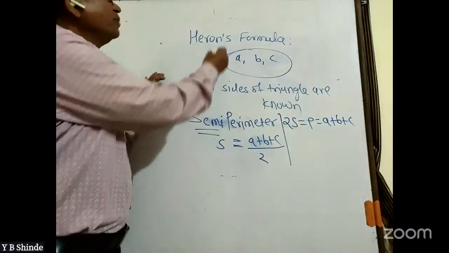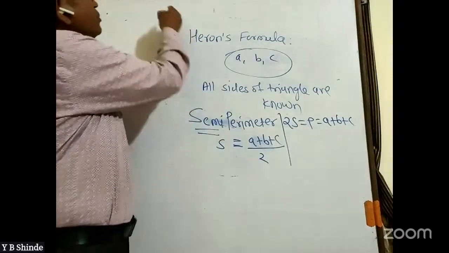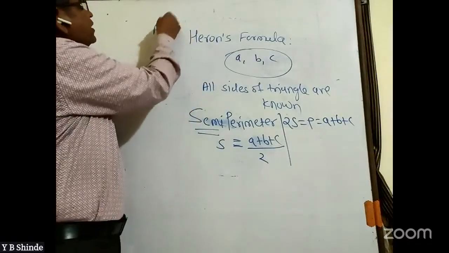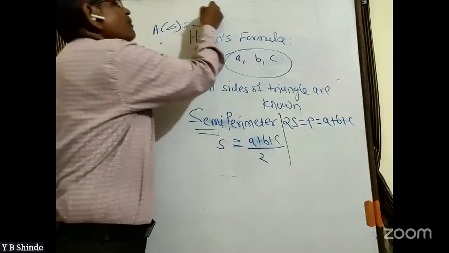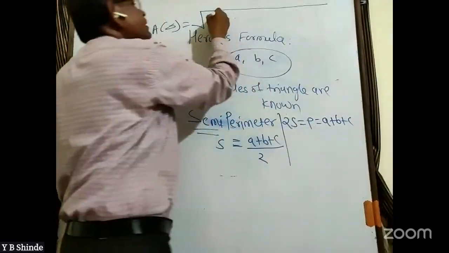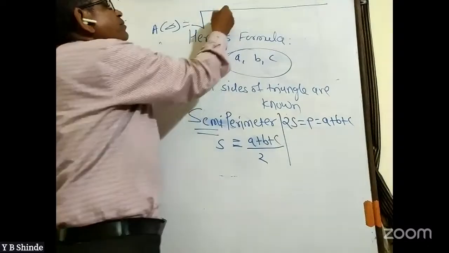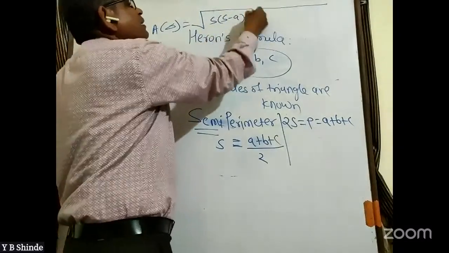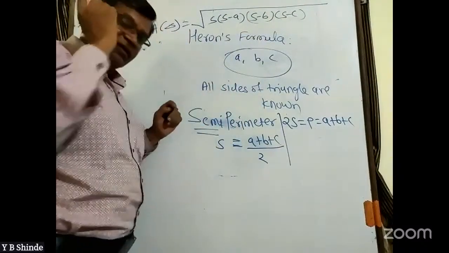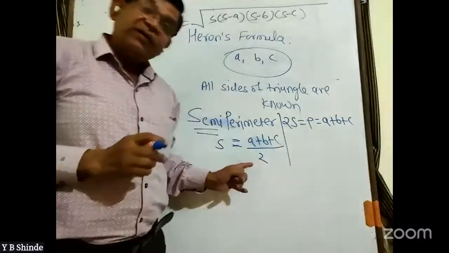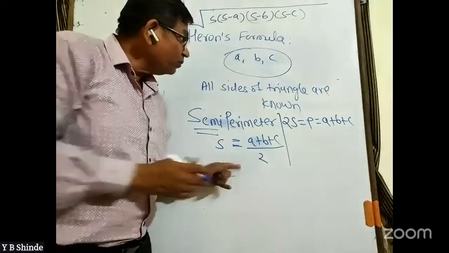And now you will use Heron's formula. What is this? Area of triangle will be square root of S into S minus A, S minus B, S minus C. Okay. But what is the condition?